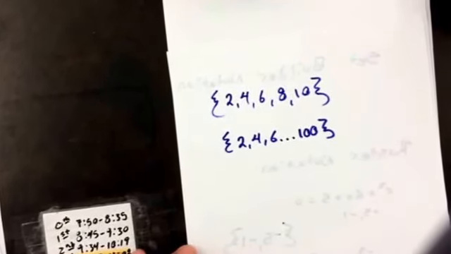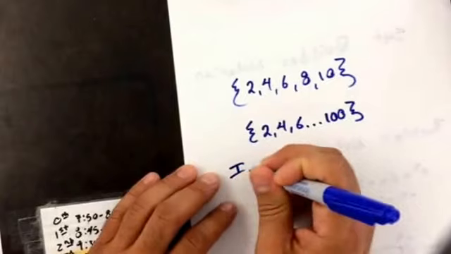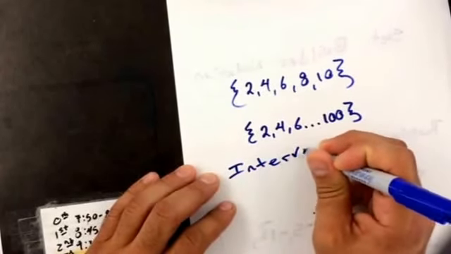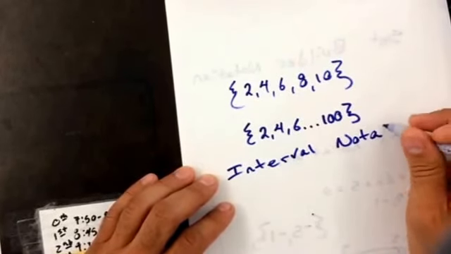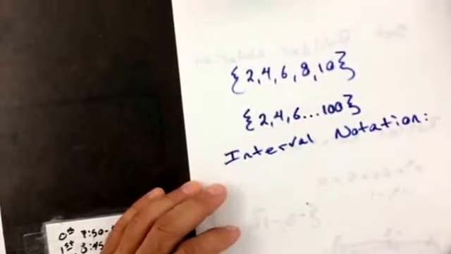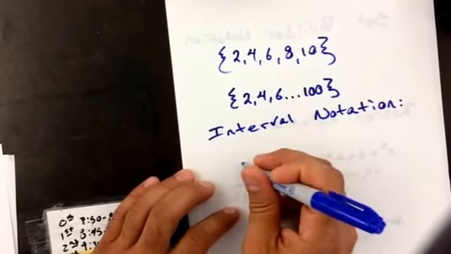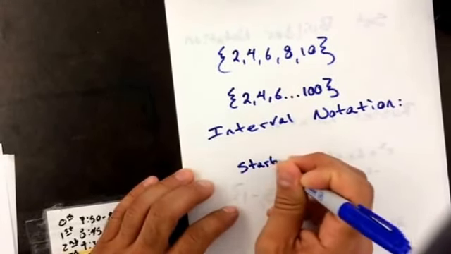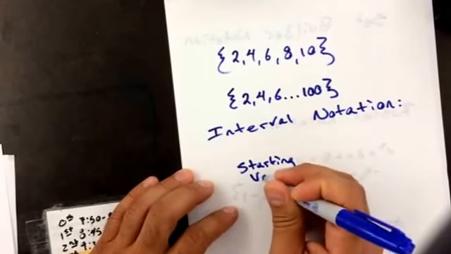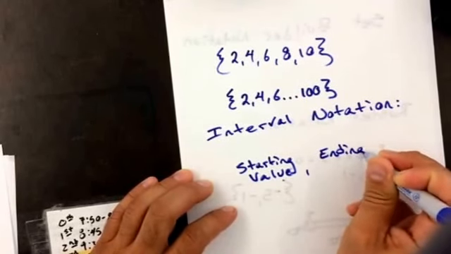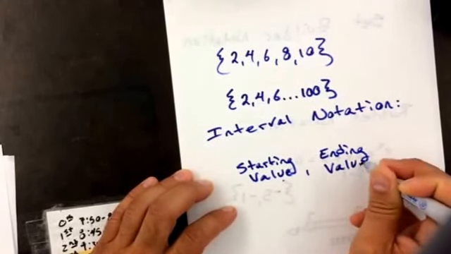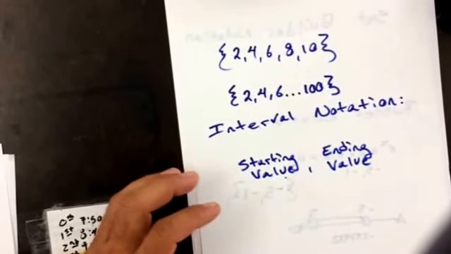Okay? Now if I have something like the example that I said on the other side, from -3 to 3, I would want to use what's called interval notation. Interval notation is great when you're dealing with inequalities. Interval notation shows the starting value and the ending value. Starting value to ending value, okay?